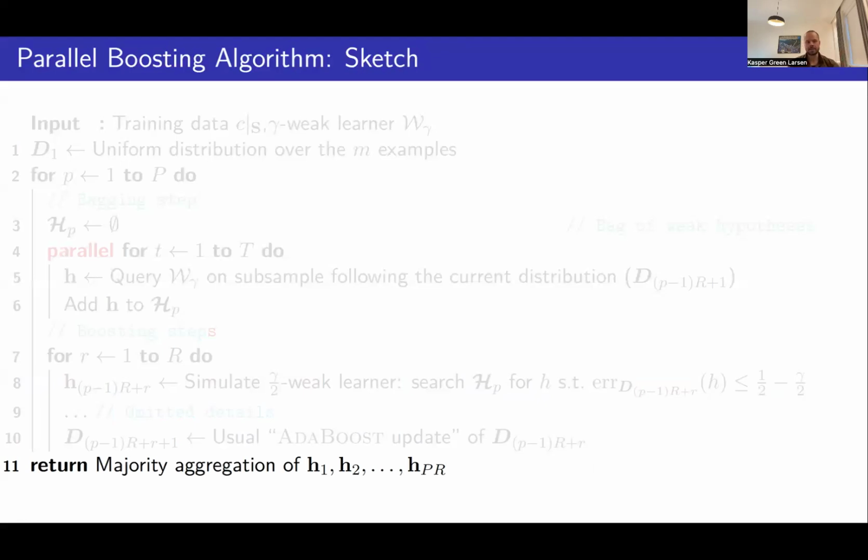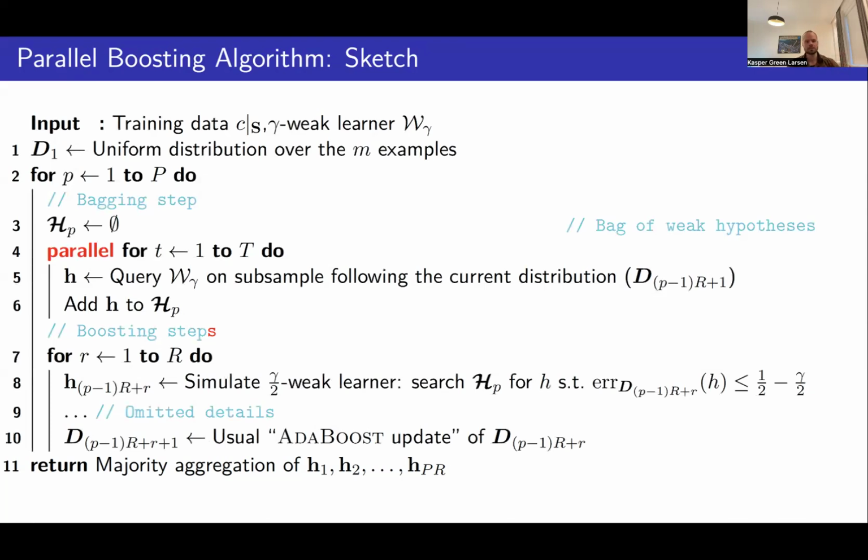This is exactly the same as AdaBoost. Note that we're training T classifiers, or hypotheses, in every round, but we're not going to use all of them. We're only going to use P times R many classifiers, like normal AdaBoost. We're basically picking out one every time. So we train all these candidate hypotheses in parallel, and then we find some of them that works, that has error at most a half minus gamma half. That's the main idea. So that's the full algorithm.